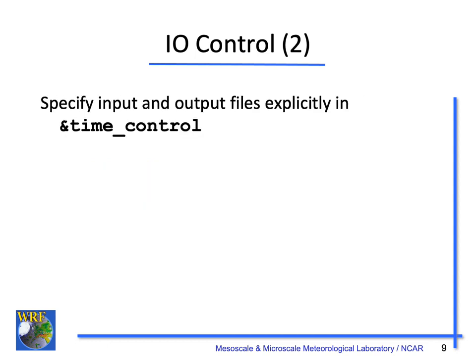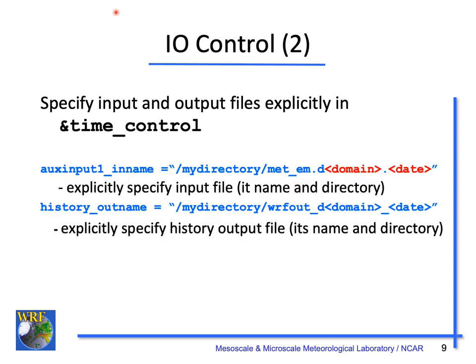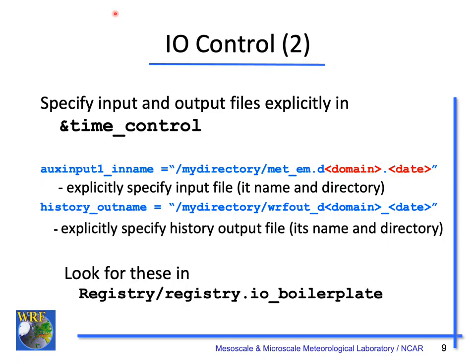We may remember that typically, when we run the model, we expect to have the input and the output files available in the working directory. But the model does allow us to read and write files in a different directory, like what is shown here. The directory name can be specified in the in_name and out_name variables. The syntax to identify domains and the time of the files should be set exactly like what is shown here. Again, look for these options in the registry file.